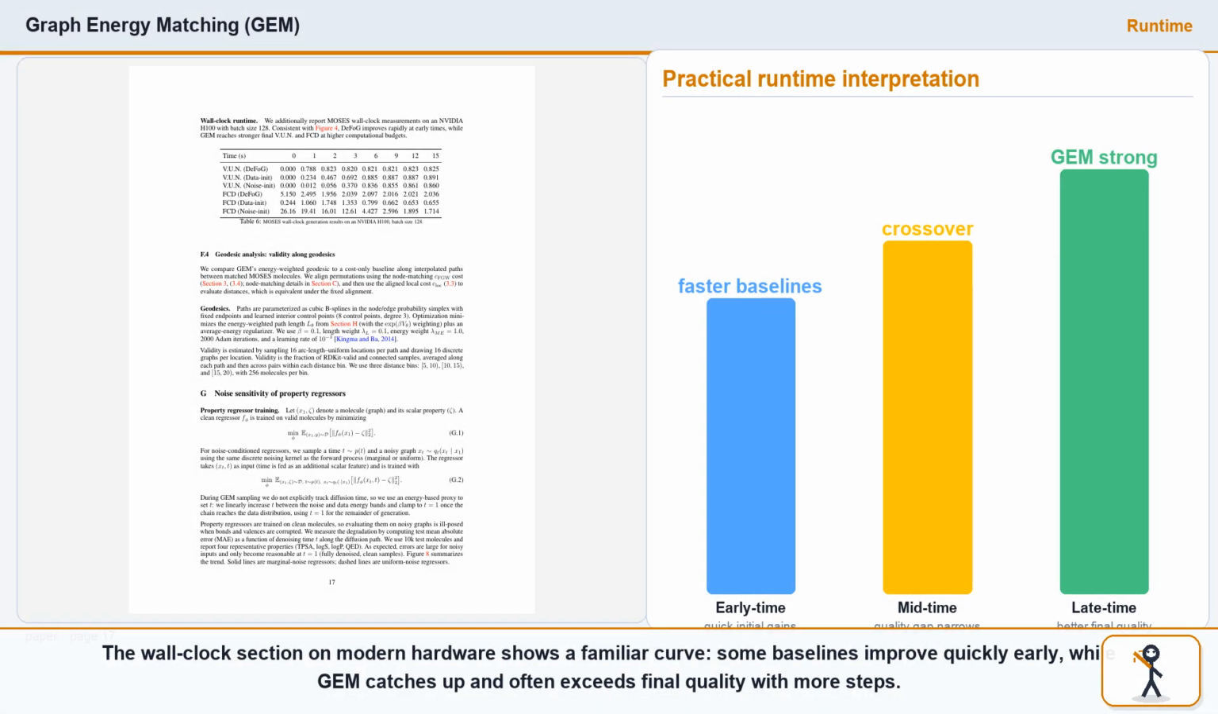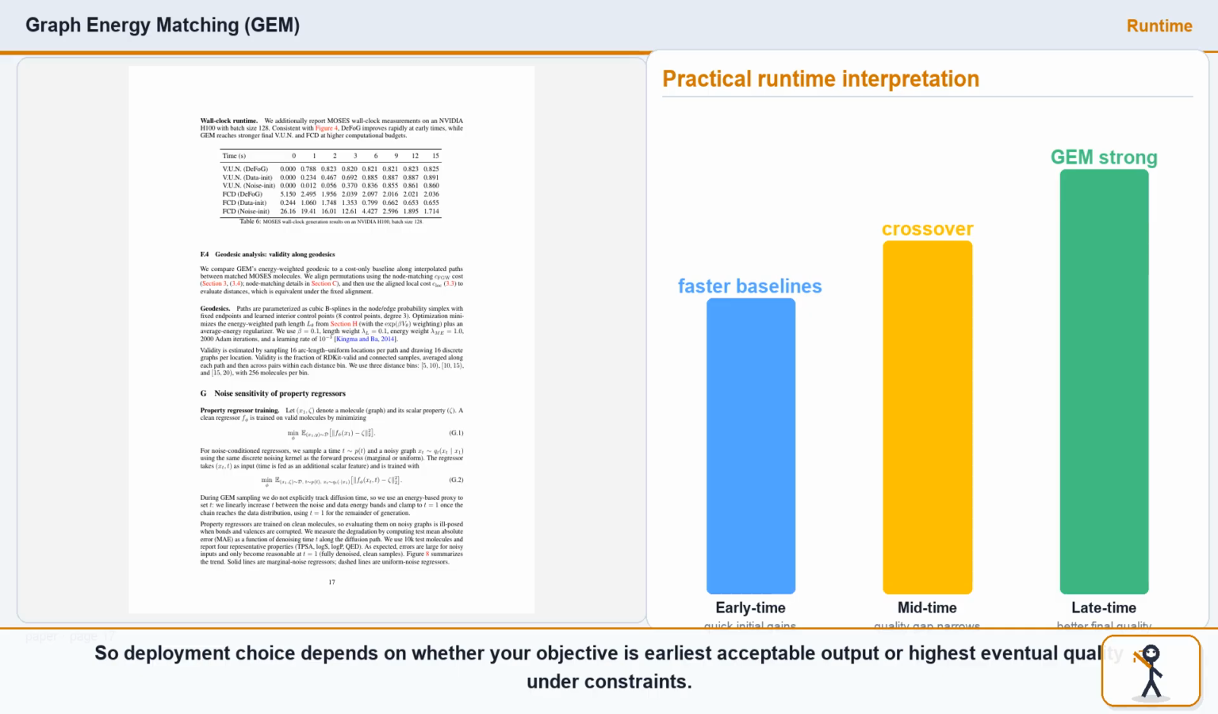The wall clock section on modern hardware shows a familiar curve. Some baselines improve quickly early, while GEM catches up and often exceeds final quality with more steps. So deployment choice depends on whether your objective is earliest acceptable output or highest eventual quality under constraints.